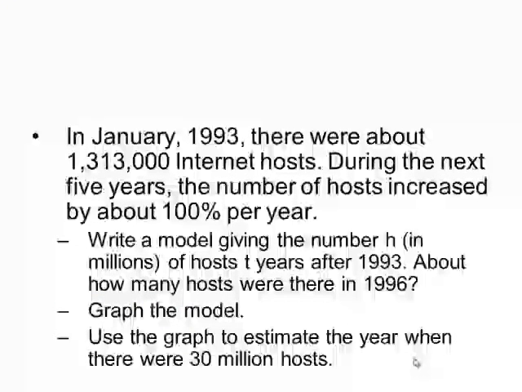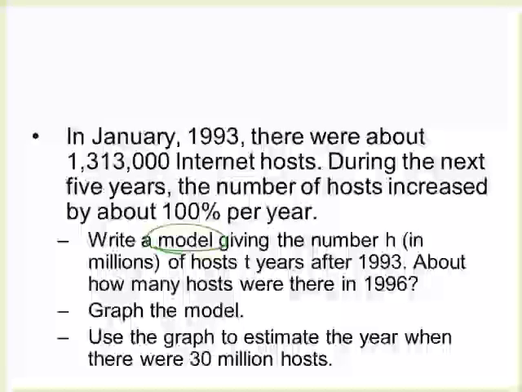So we're going to use that formula to solve some questions. In January 1993, there were about 1.313 million internet hosts. During the next 5 years, the number of hosts increased by about 100% per year. Write a model giving a number h in millions of hosts t years after 1993. When a problem asks you to write a model, that is an equation with two variables in it. A lot of students try to plug in too much stuff. Okay? A model should be an equation that has two variables in it.